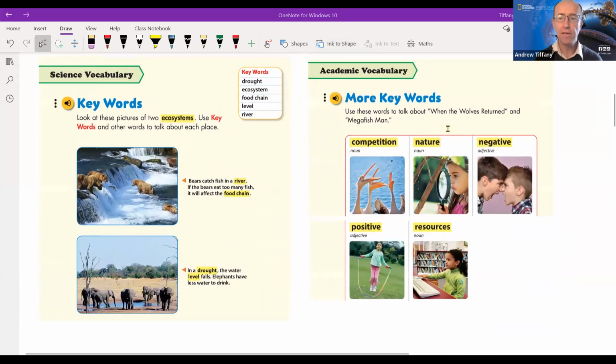I prepared some vocabulary. Now, this vocabulary comes from the unit, okay? These are the key vocabulary items that are in this part of the unit. So let's just take a look at the words really quickly. We've got ecosystems, okay? So here's a river ecosystem and a plains ecosystem, right? And we've got the word river. We've got the word food chain, okay? We've got drought, and the level of something, the water level, okay?